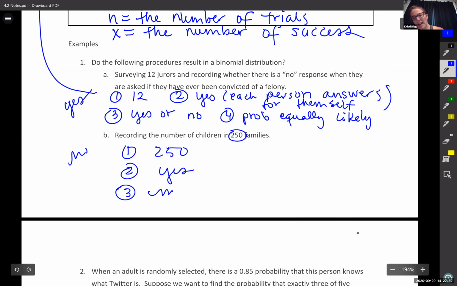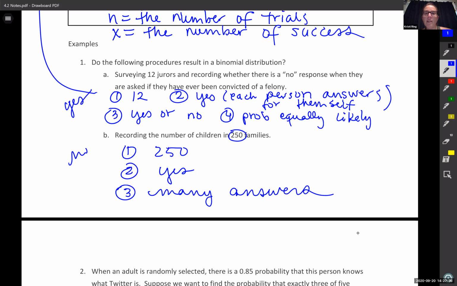Somebody might say they have 0 children in their family. The next person might say 1. Somebody else might say 7. Someone else might say 4. So this is no because there's many answers for this question. So you would have to say, are there children in your family? Yes or no. That would give you a success and a failure.